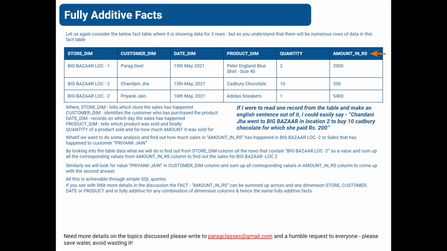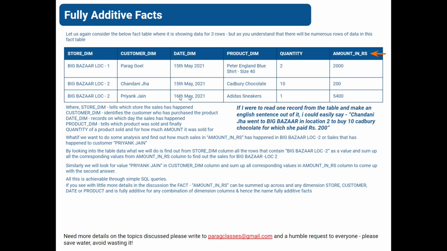If you see with a little bit more detail in the discussion, the fact amount in rupees can be summed up across any dimensions, be it store dimension, customer, date, or product, and is fully additive for any combination of dimension columns. Hence the name fully additive facts. I will just re-emphasize with one more discussion.